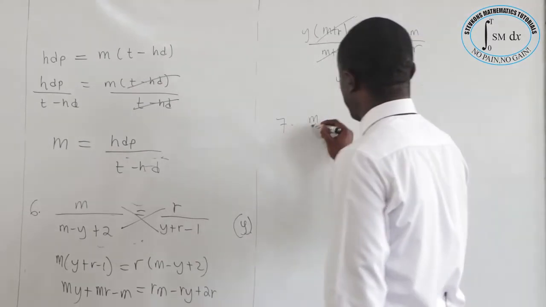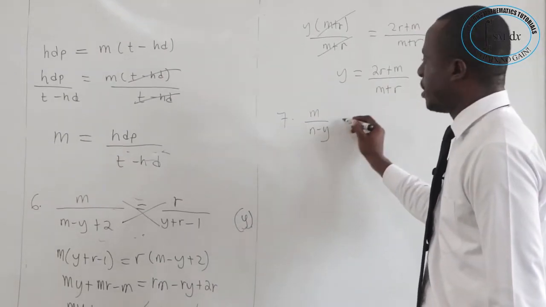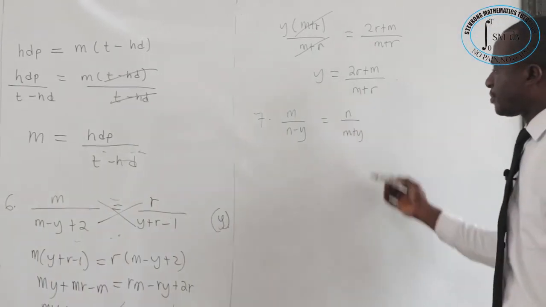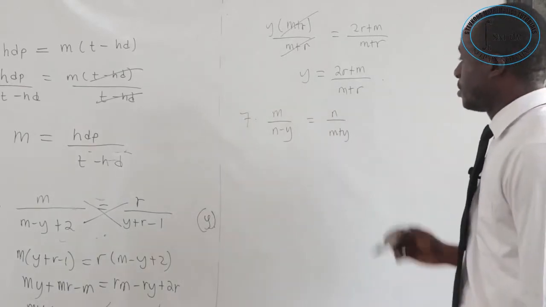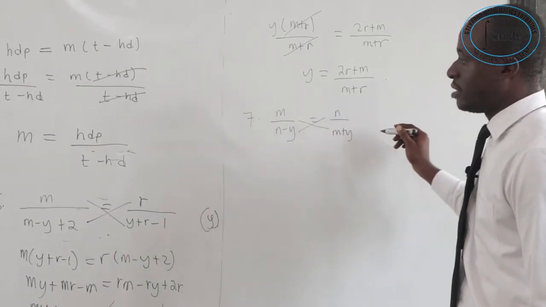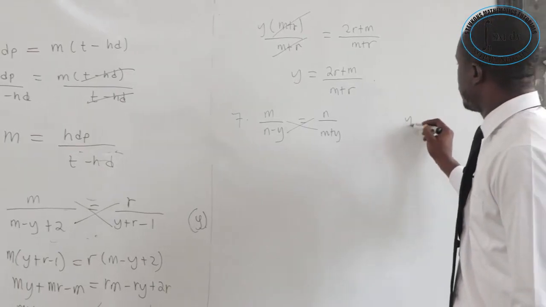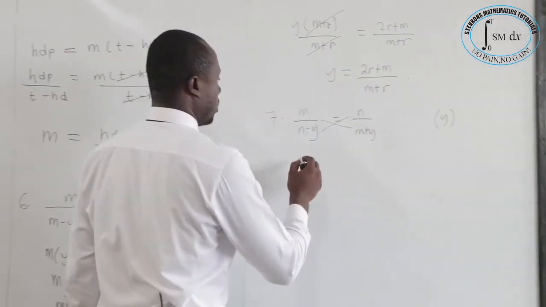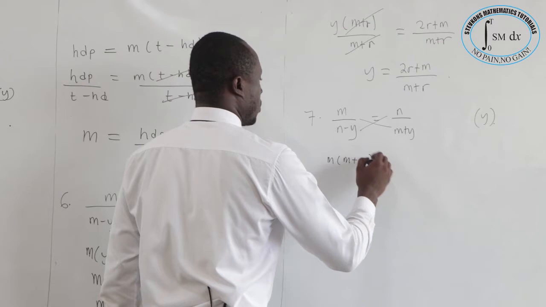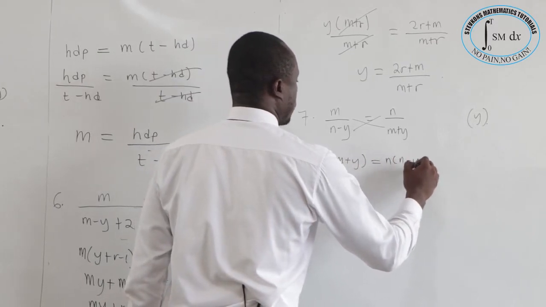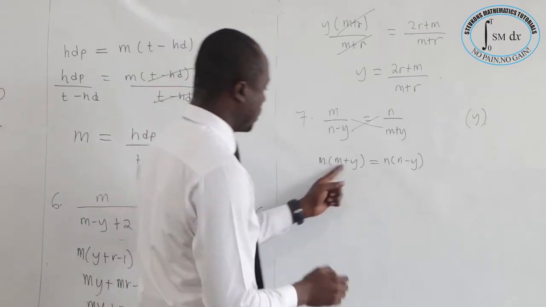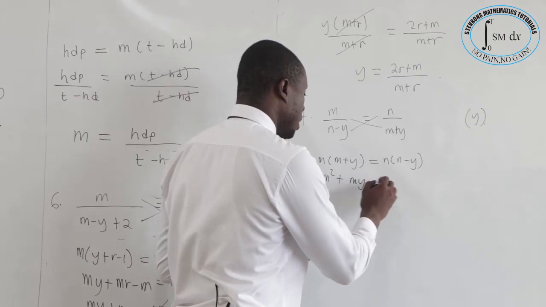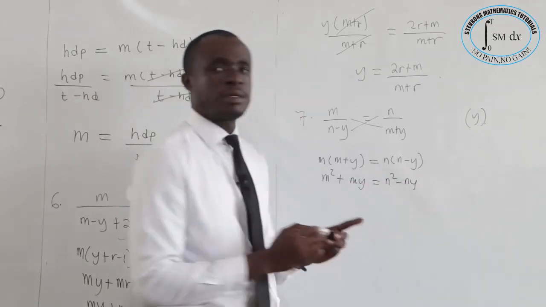We have m all over n minus y equal to n over m plus y. Now what can we do over here? We can cross multiply. In this case, the question says that we should make y the subject. Clearly, when we cross multiply, we have m(m plus y) equal to n(n minus y). Now, when we expand, m times m is m squared, m times y is my, equal to n squared minus ny.